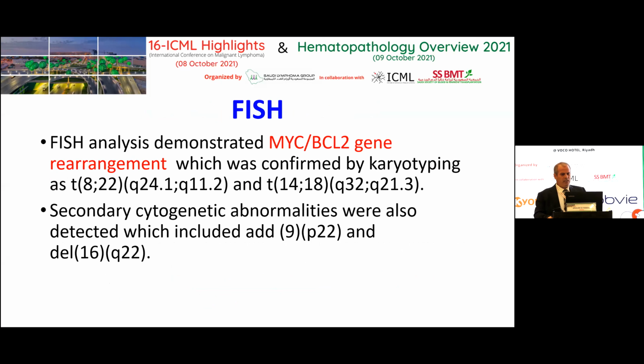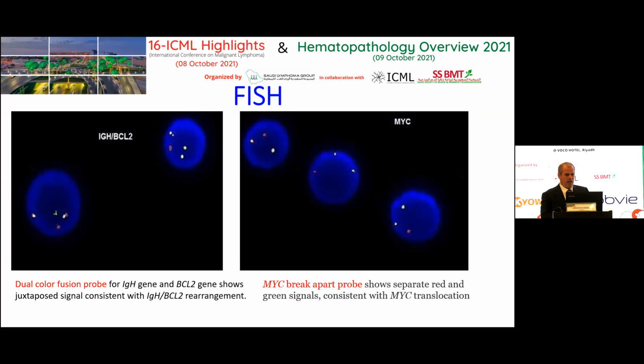We did FISH. We detected MYC and BCL2 gene rearrangement, and we also detected a secondary genetic abnormality. This is the FISH: IGH BCL2 rearrangement using a double color fusion probe. We will see the fusion of this gene in these cells, and also MYC gene break apart. We see separate red and green signals, indicating the MYC gene is rearranged.